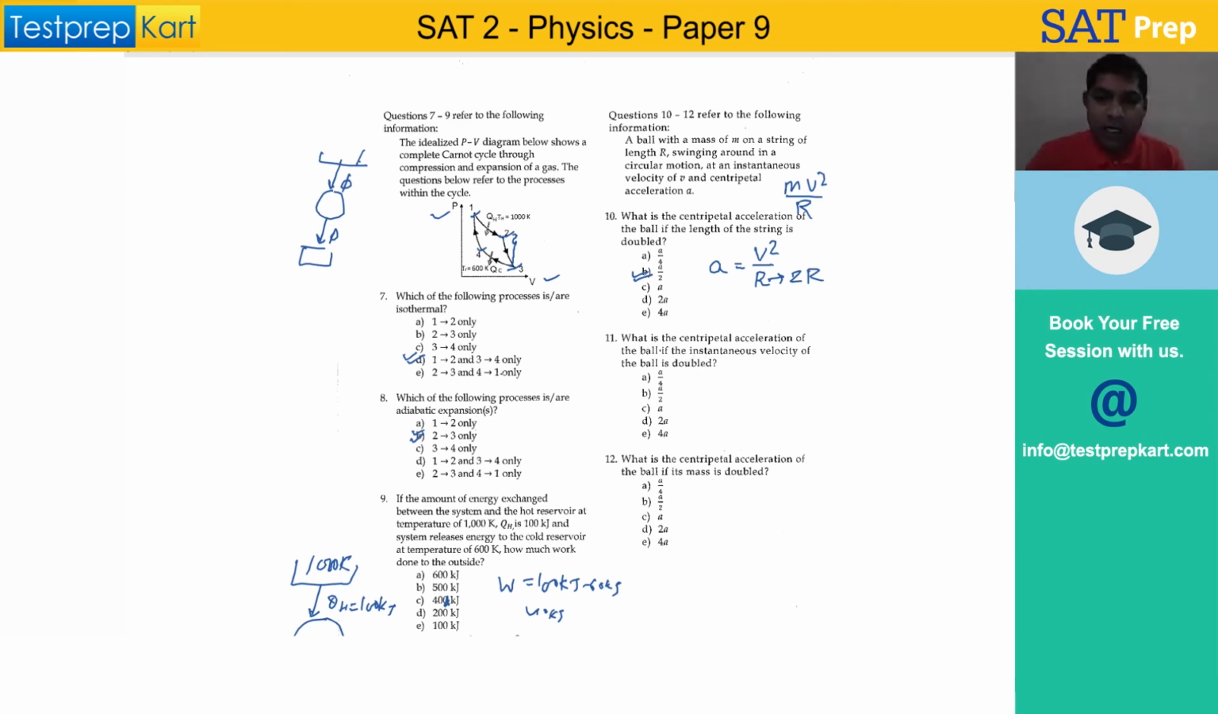Now the next question is, what is the centripetal acceleration of the ball if the instantaneous velocity of the ball is doubled? If we change v to 2v in this equation, we'll get acceleration as 4v square over r. So the new acceleration will be 4 times the initial. So in this question, option E will be correct.